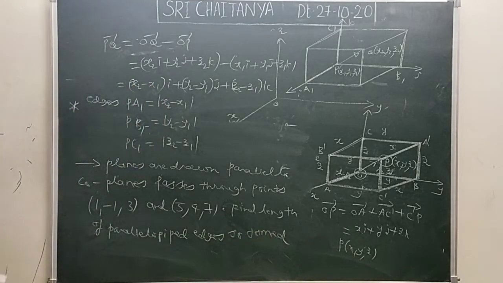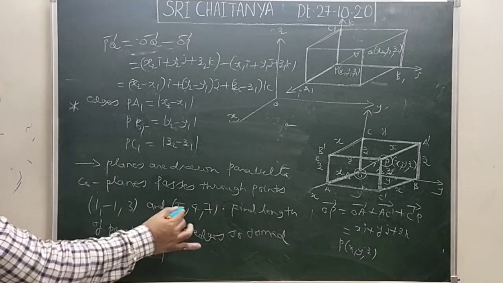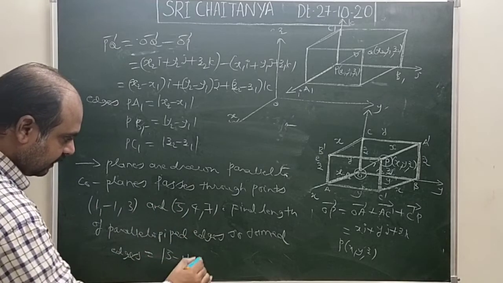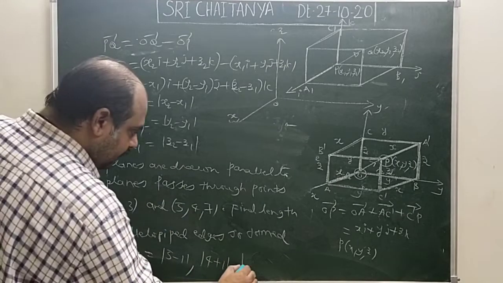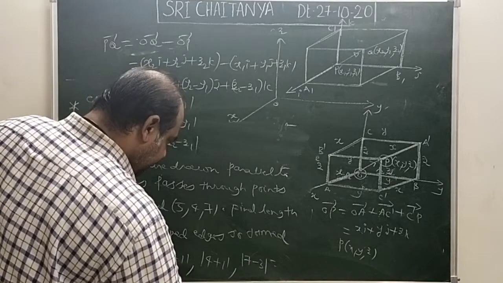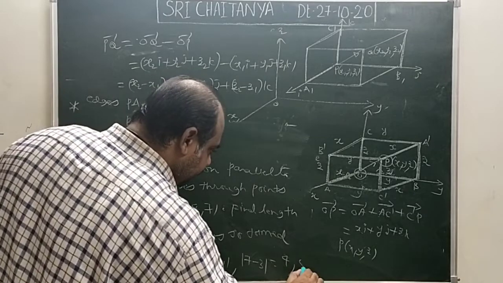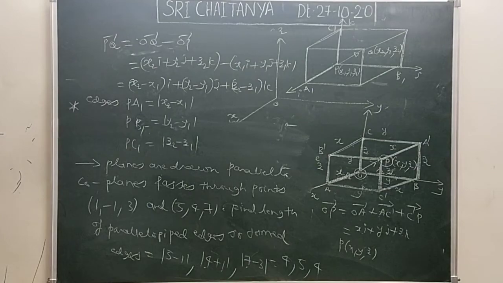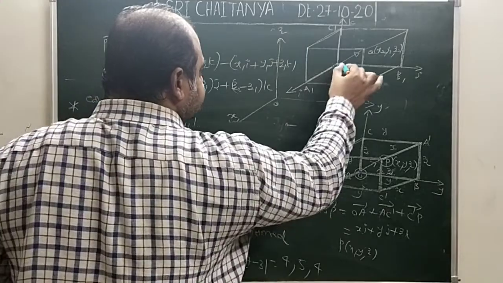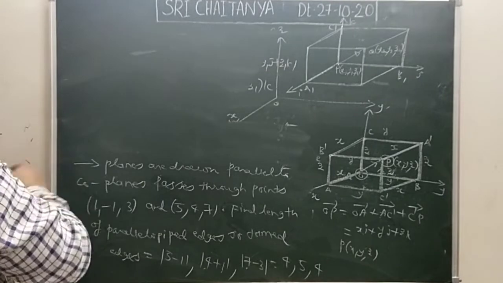So what is the answer? Edges are nothing but modulus of x2 minus x1, modulus of y2 minus y1, modulus of z2 minus z1. That means 5 minus 1, one edge is 4. 4 plus 1, one edge is 5. 7 minus 3, one edge is 4. Right? Therefore these are the coterminous edges. These are the edges.